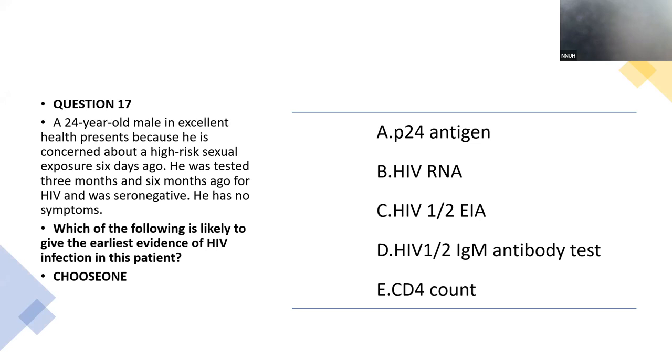A male in excellent health presents because he is concerned about a high-risk sexual exposure 6 days ago. He was tested 3 months and 6 months ago for HIV and was seronegative. He has no symptoms. Which of the following is likely to give the earliest evidence of HIV infection in this patient? A? Anybody else? That's not the correct answer. IgM? No. All right, it's B.